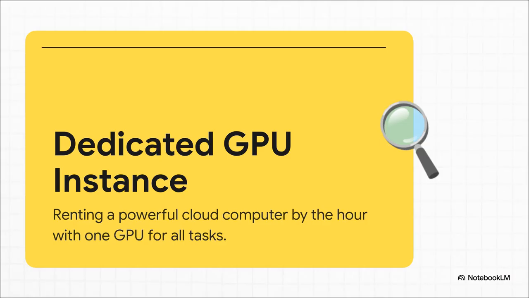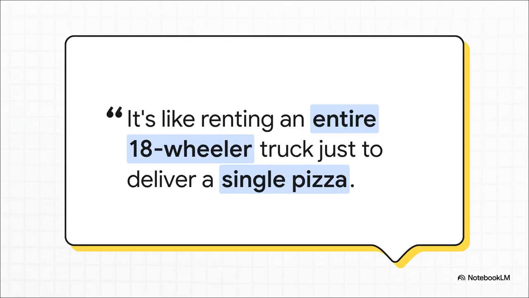So the traditional way this works is with something called a dedicated GPU instance. The easiest way to think about it is that you're literally renting an entire, super powerful computer in the cloud. And the key thing is you're paying for it by the hour. This computer has one single really high-end graphics card, a GPU, and that one card has to do everything you throw at it. This whole approach leads to what is probably the best analogy I've ever heard for it.